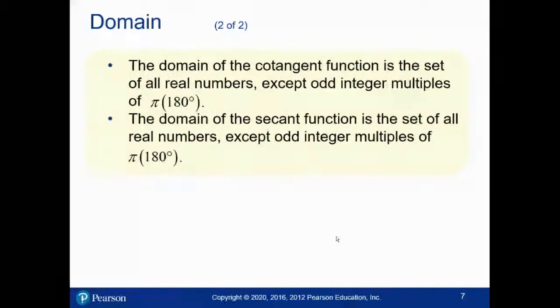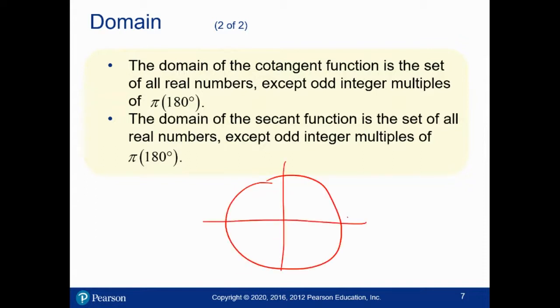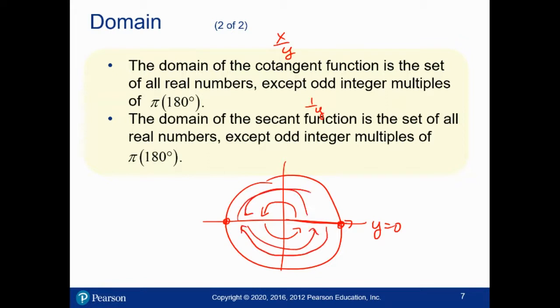For very similar reasons, the domain of cotangent and the domain of cosecant both involve division by y, either x over y for cotangent or 1 over y for cosecant. y equals 0 is the horizontal axis. So what angles will give me points either here or here? Well, an angle of 0, because that's where I start, or pi, or 2 pi, or 3 pi, or 4 pi, or negative pi, or negative 2 pi. So basically any multiple of pi.